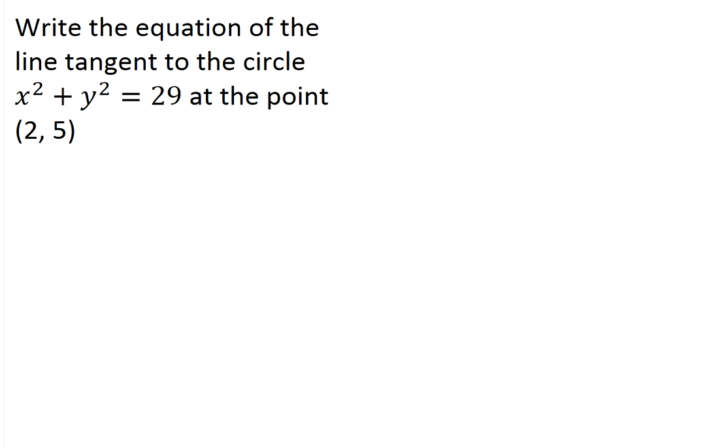This video is part of a series of videos on coordinate geometry and conic sections. We're going to go through a problem together here. It says write the equation of the line tangent to the circle at the point (2, 5). So before we get into it, let's see if we understand what this problem is talking about.